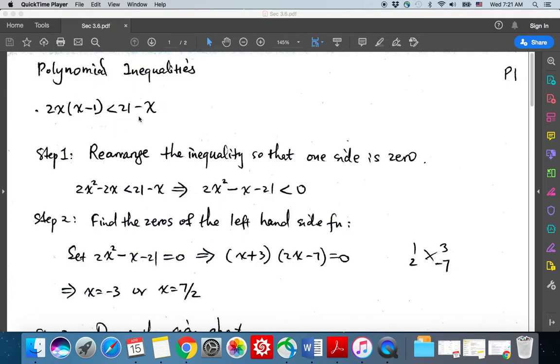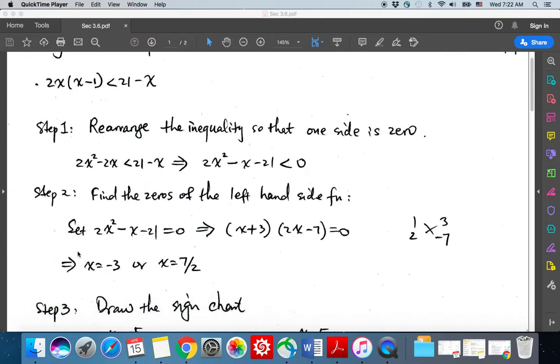Let's look at an example for a polynomial inequality first. Step 1, we're going to convert it into standard form, meaning that we're going to move all terms to the left-hand side and leave the right-hand side being 0. So first, we're going to use the distributive property to multiply 2x into each term inside the parentheses. That gives us 2x squared minus 2x. Then we move everything on the right-hand side to the left. We simplify it. That gives us the standard form.